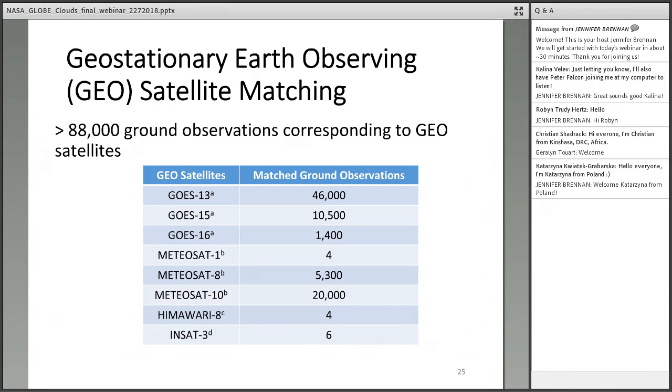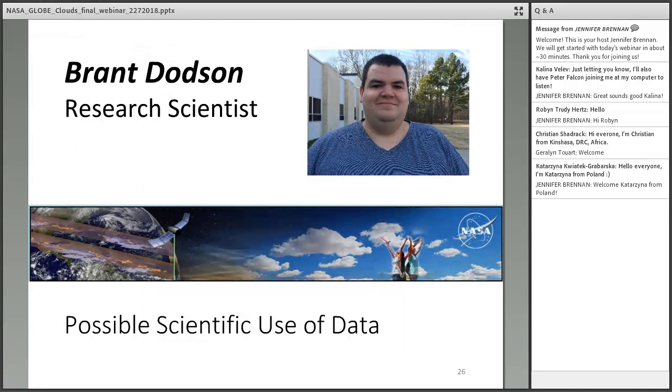We also match to geostationary satellite data. To date, we have over 88,000 ground observations compared to the satellite data. The geostationary satellite data comes from several different countries: the USA, Europe, India, and I can't remember what the other one was. And now I turn it over to our research scientist who is currently using some of this data.